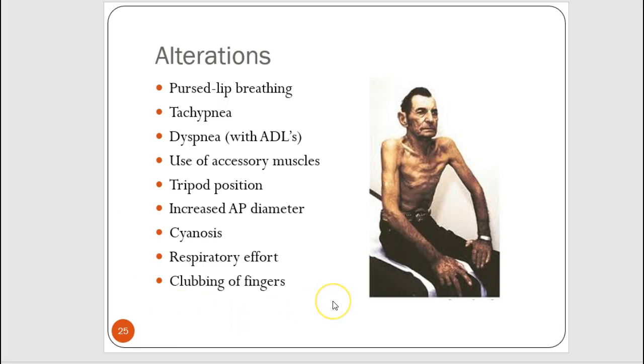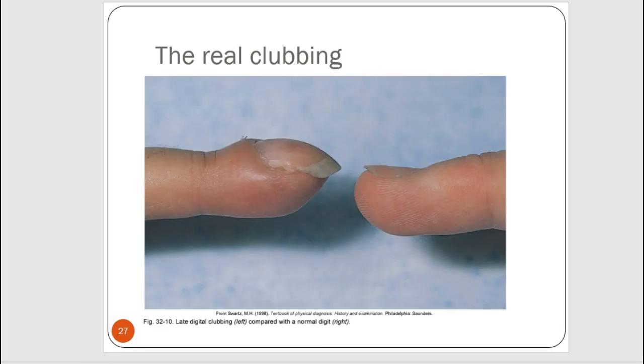I want you to, when you do your assessment, look at their respiratory effort, look at the color of their skin, see if they're cyanotic, look at their fingertips to see if they're clubbing, a sign of decreased oxygen, if they're using any accessory muscles at all. Okay, and if they're getting short of breath with activities of daily living. Look at this picture, and this is what I'm calling clubbing. Here's your regular, and then you see how it goes over.